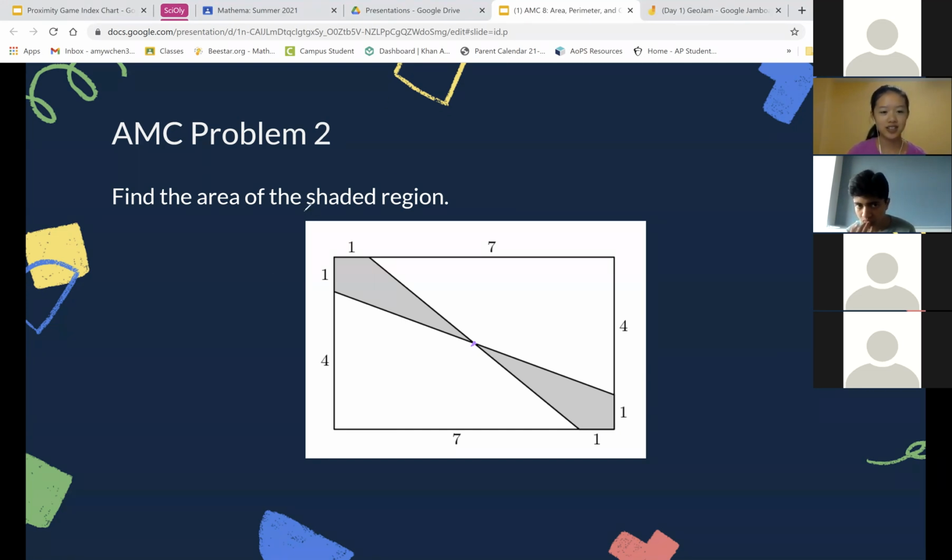Notice that it's asking for the shaded region, right? And the area of the whole rectangle is probably around 40. The area of the rectangle is 8 times 5, which is 40, right? Now look at the area of the shaded region. It's definitely less than half of the area. It's less than a fourth, I think. Yeah, it's less than a third of the area.